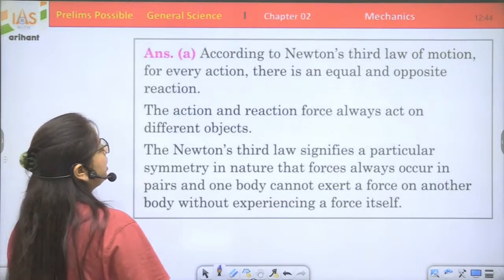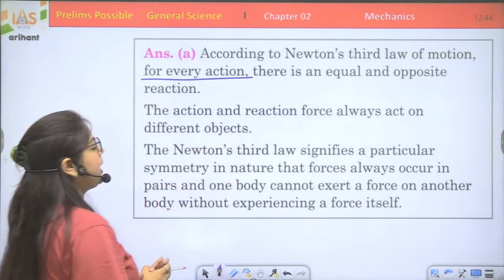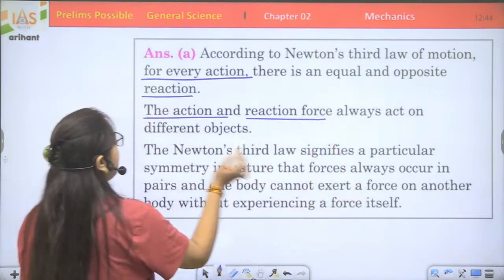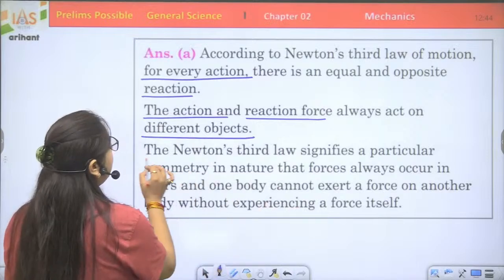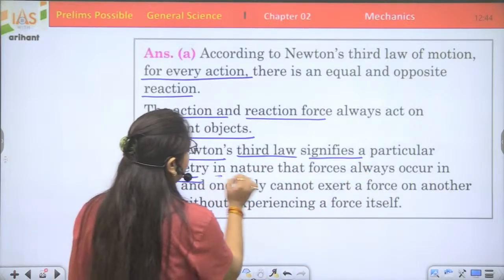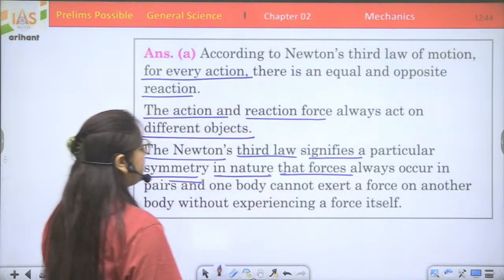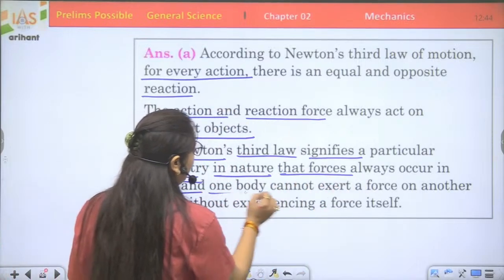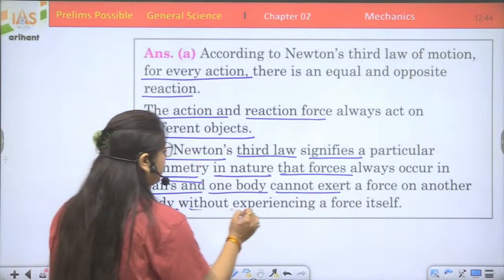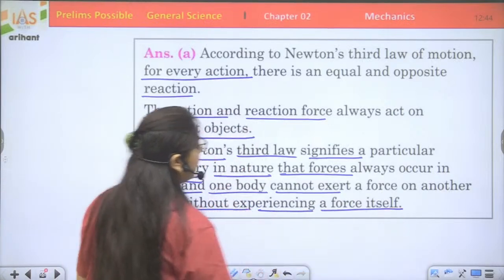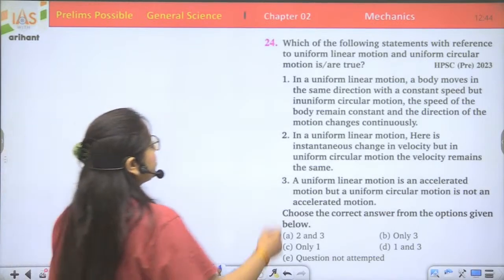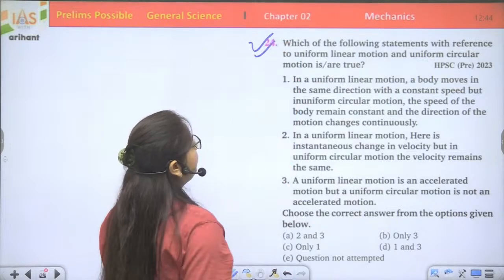According to Newton's third law of motion, for every action there is an equal and opposite reaction. The action and reaction forces always act on different objects. Newton's third law signifies a particular symmetry in nature, that forces always occur in pairs, and one body cannot exert a force on another body without experiencing a force itself. Right? Now comes the next question, question number 24.